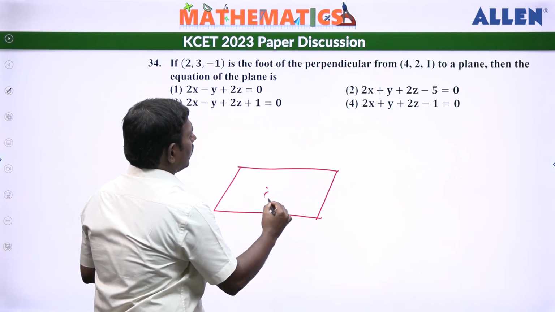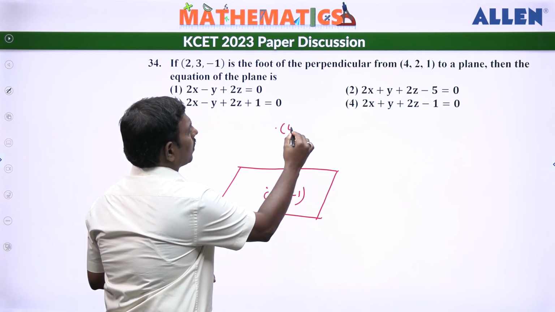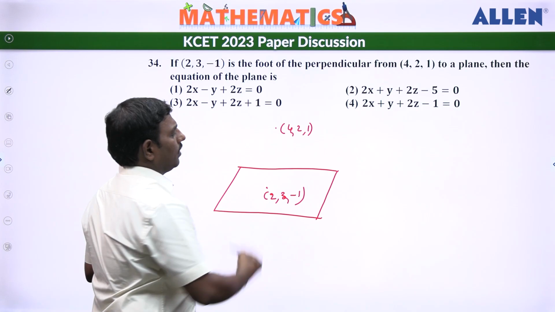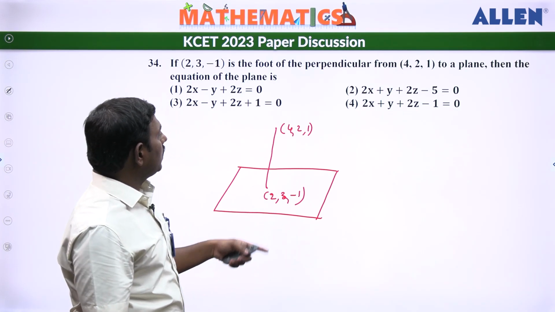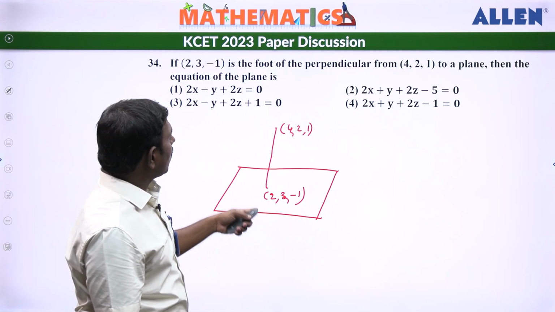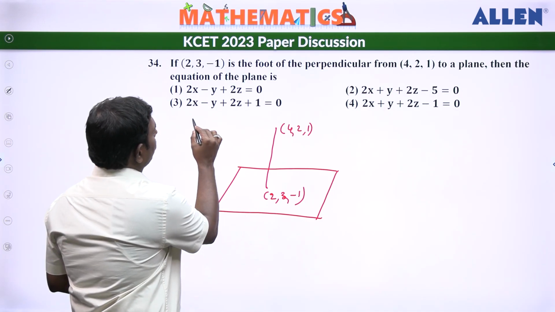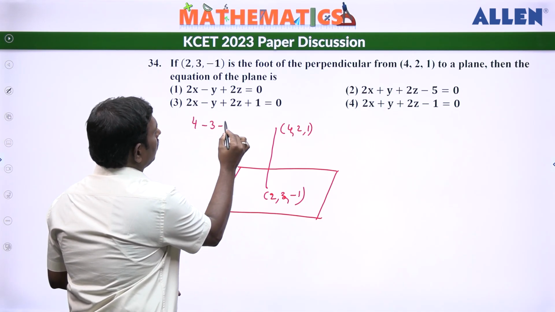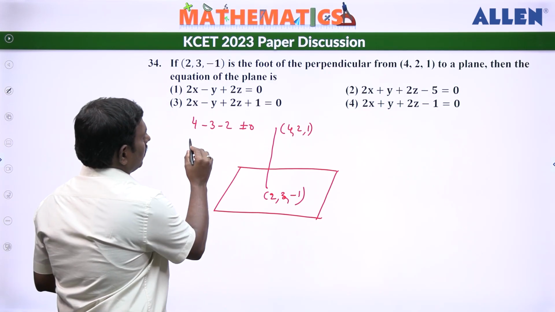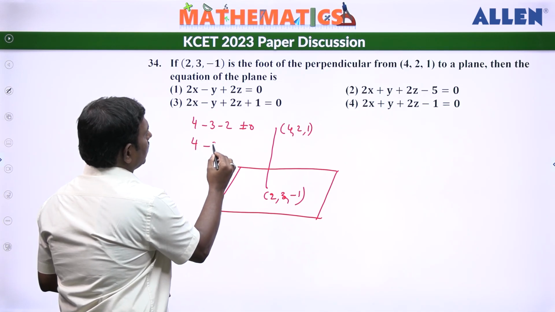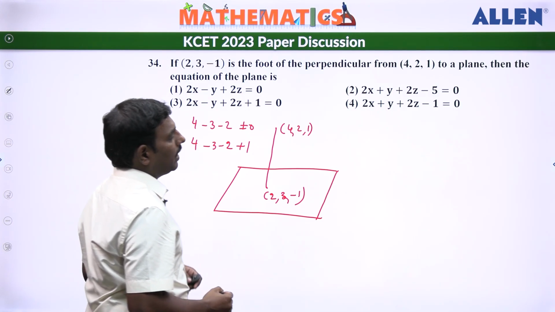(2, 3, −1) is the foot of the perpendicular from the point (4, 2, 1). So the foot of the perpendicular should satisfy the plane equation. Substitute this point: the first option gives 4 minus 3 minus 2, which is non-zero. When you check option C, 2x − y + 2z + 1, 4 minus 3 minus 2 plus 1 is satisfied. So that may be a possible answer.